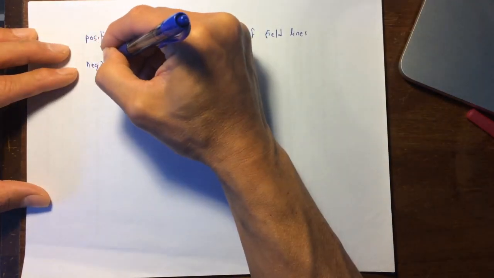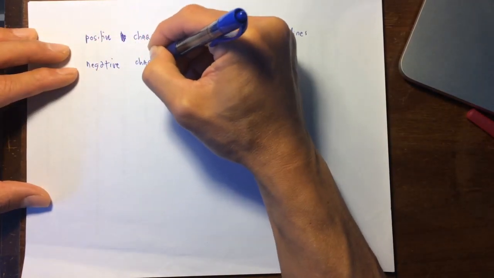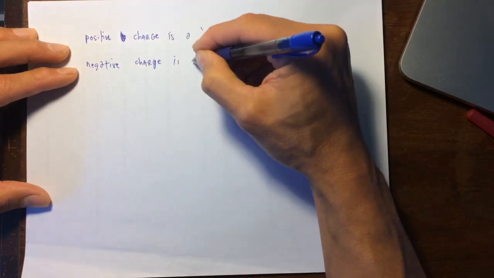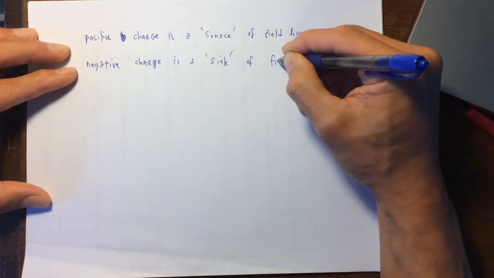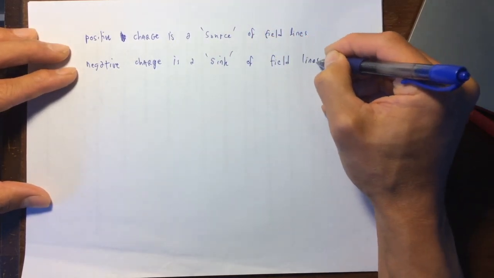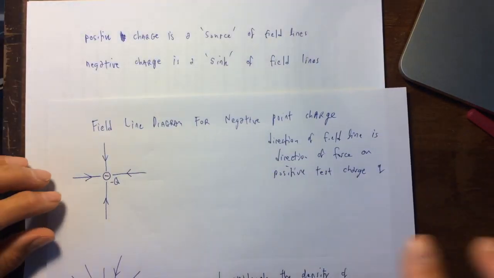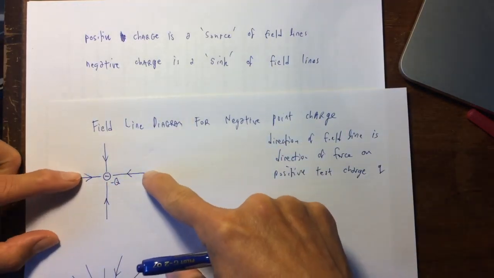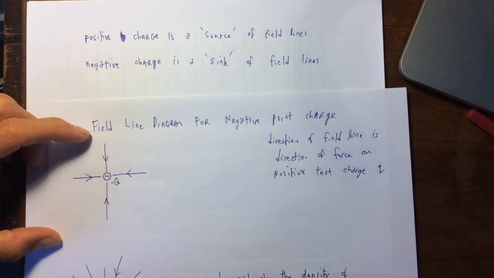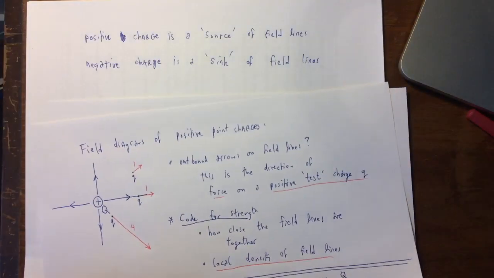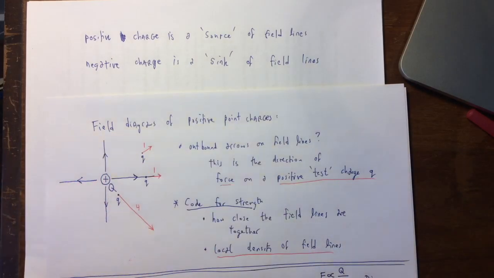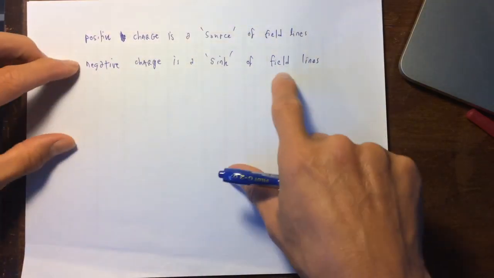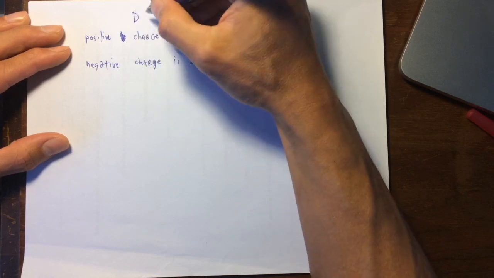And negative charge is a sink of field lines. So here's a negative charge, and the field lines sink down into the negative charge. Here's a positive charge, and the field lines emanate or source out of the positive charge. So this is a diagrammatic encoding.